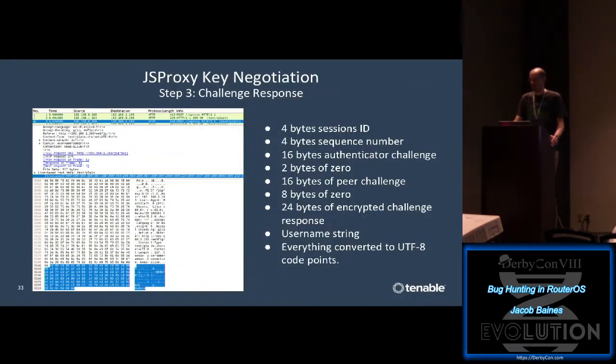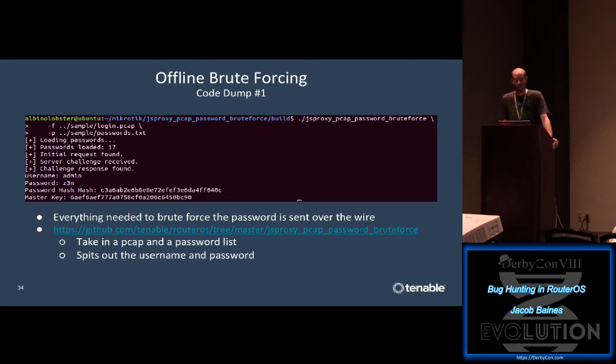Now, after the client receives the server's challenge, it computes the challenge response, as well as the send and receive RC4 keys. The client then sends a big blob back to the server containing the following information: a username, the server challenge, the client challenge, and an encrypted challenge response, which is everything you need to do an offline brute force of the password.